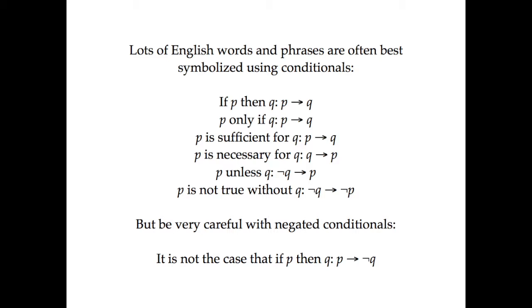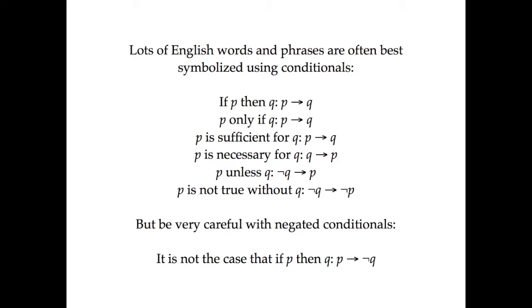All right. P unless Q is usually symbolized not Q, arrow P. So if you think about this one for a second, it makes a lot of sense, right? If your mother says, I will punish you unless you do your homework, what that means is if you don't do your homework, then I will punish you, right? So P unless Q is not Q, arrow P. And if someone says P is not true without Q, that is usually best symbolized not Q, arrow not P.